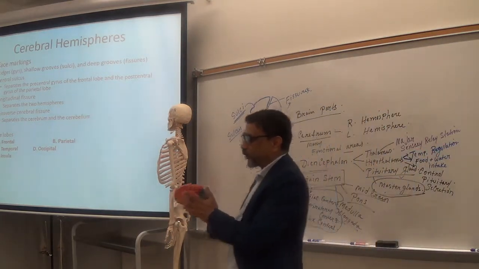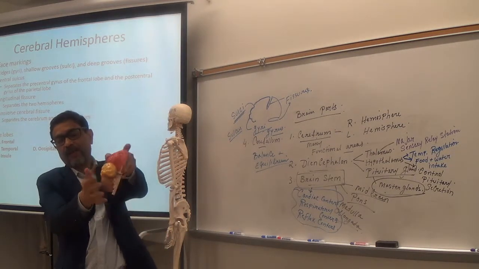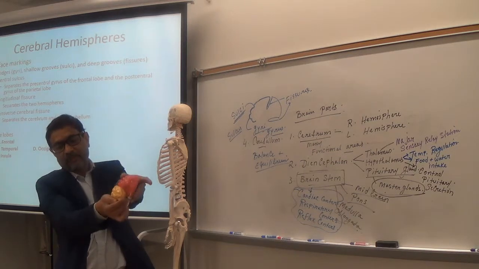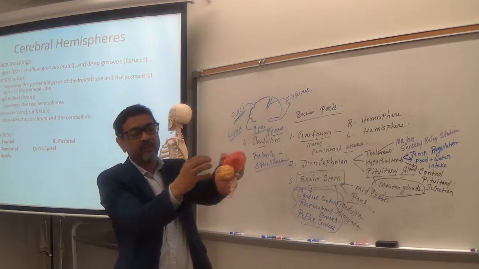So some books say 5 lobes because there is a part inside. If I move like this, make some opening here, I will see another structure that is called insula.